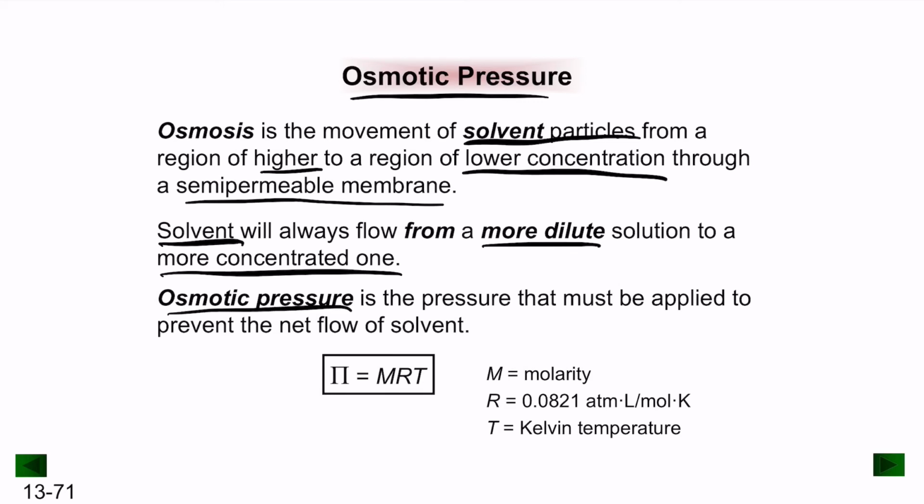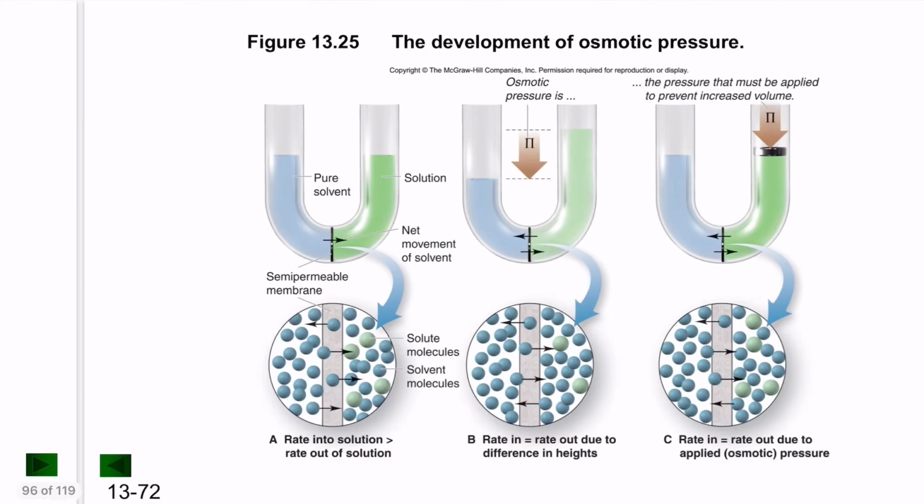Now, osmotic pressure is basically the pressure that must be applied to prevent the net flow of that solvent. So again, remember this, osmotic pressure is the pressure that you need to oppose that motion of osmosis. That is given by pi equals MRT, where M is the molarity, R is the universal gas constant, and T is the Kelvin temperature.